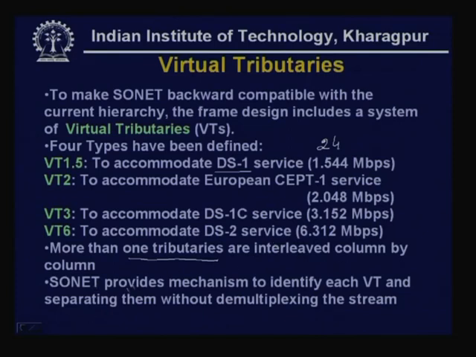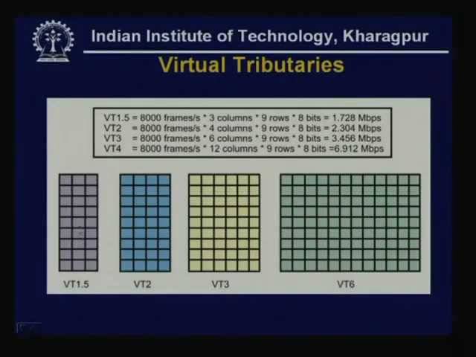SONET provides the mechanism to identify each virtual tributary and separate them without demultiplexing the stream. That means, based on the pointers and addresses, those VT signals, the virtual tributaries, can be separated out and sent to the proper destination. So, here the virtual tributaries are shown.